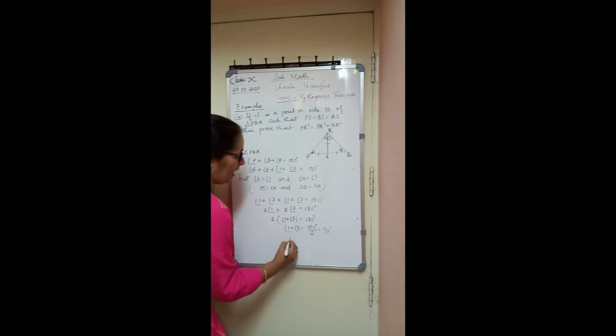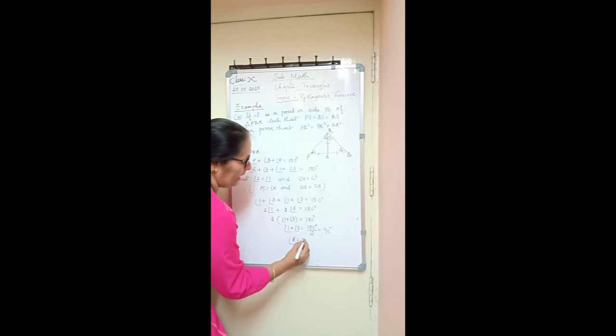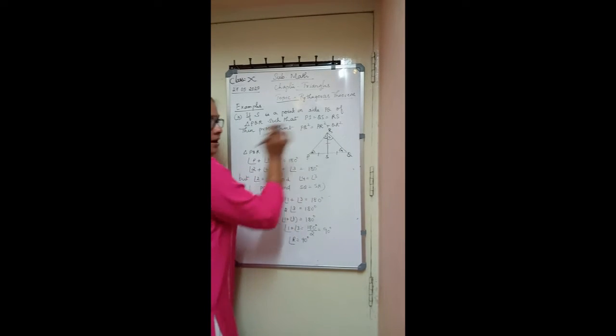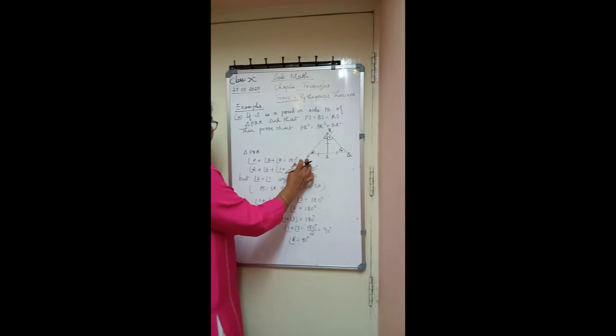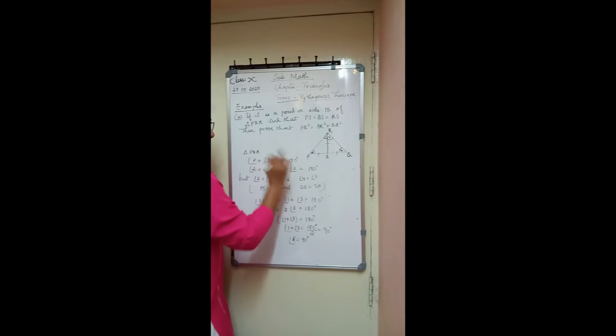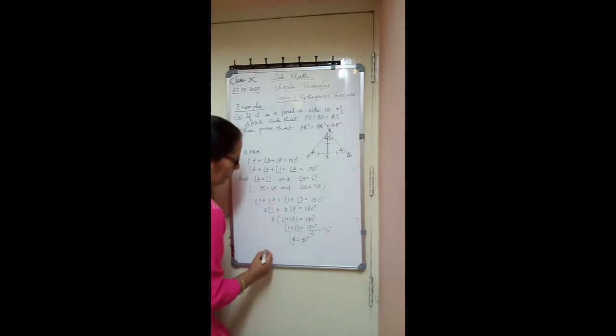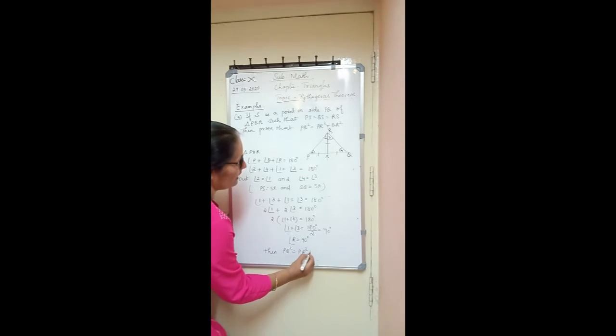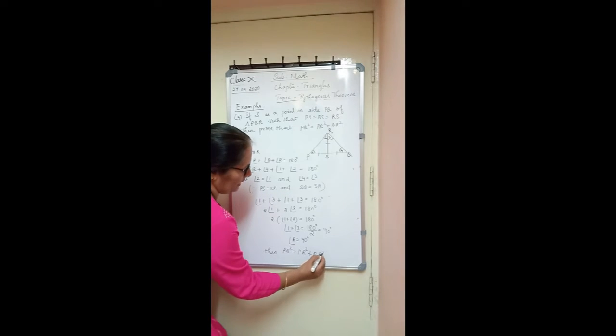It means that angle R is equal to 90 degrees. It is a right angle triangle at R. Therefore, when R is 90 degrees, which is the hypotenuse? PQ. So PQ square equals PR square plus QR square.